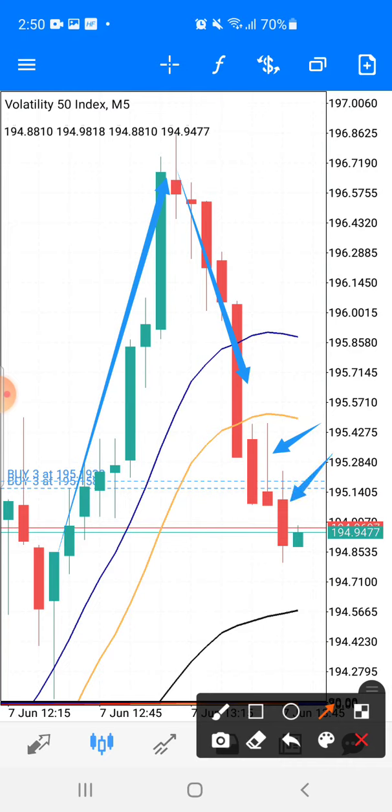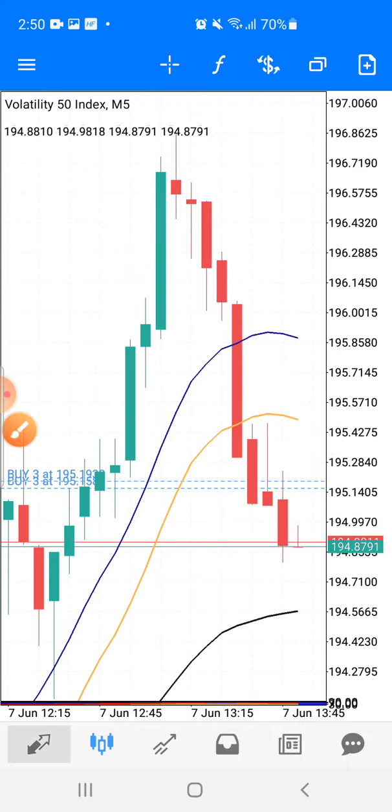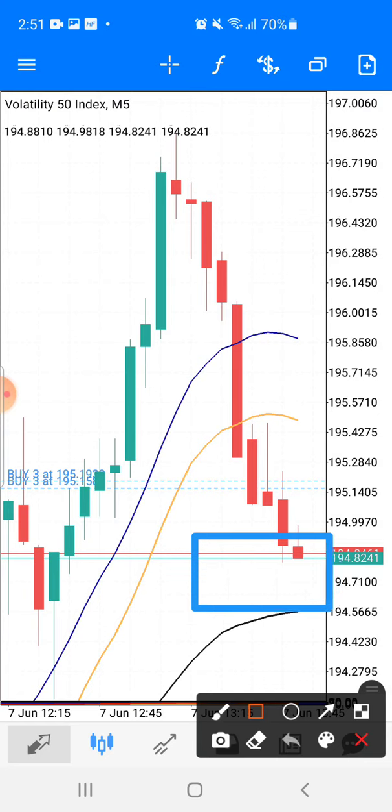Look at another example again. This one has failed to continue with that momentum. You can see some wicks on the downside and the upside, showing you that the sellers are losing. Some of them are closing their trades, reducing the population of sellers on this Volatility 50. So I'm waiting for a reversal any point from here, any point from here before our moving average 50.